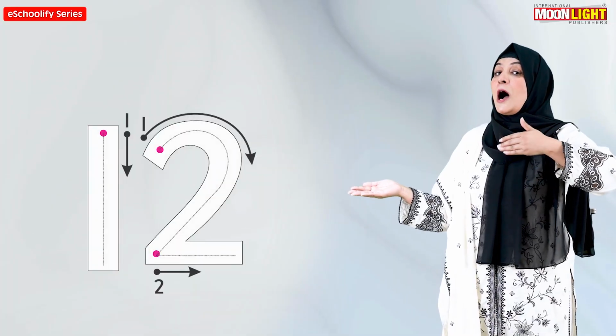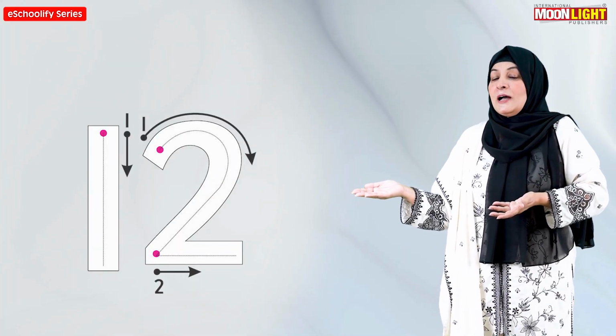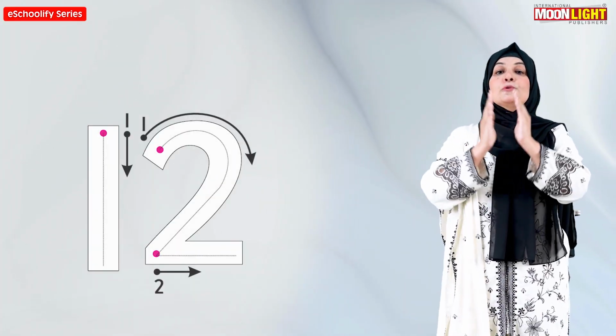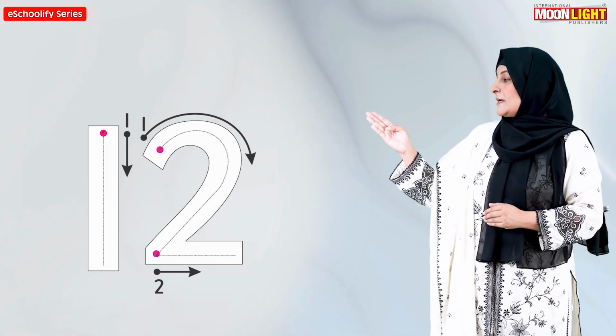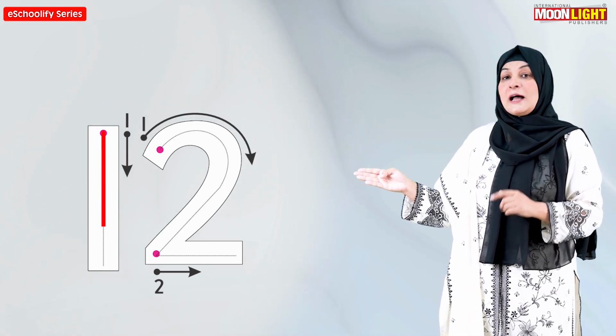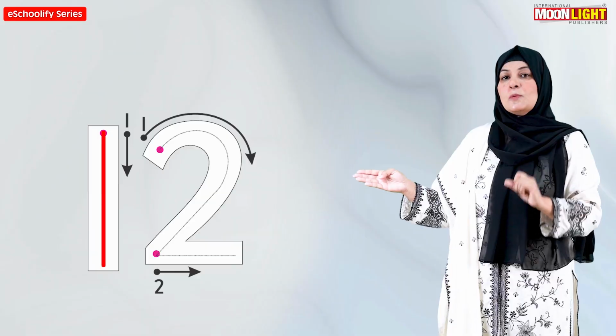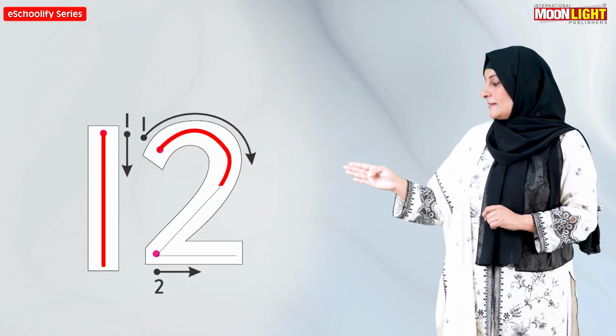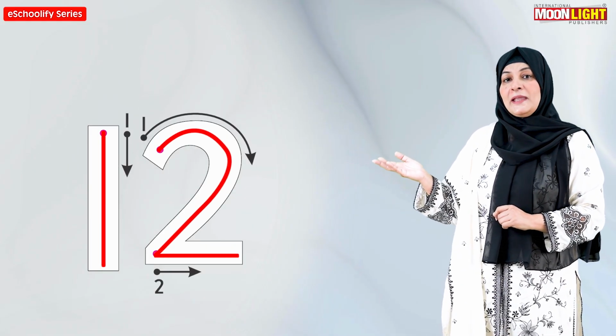Now, I will teach you how to write number 12. After that, I will teach you how to identify it. So, let's start. Start from the dot, come straight down. It will make number 1. Make a cap, slant down, sleeping line. It will make number 2.